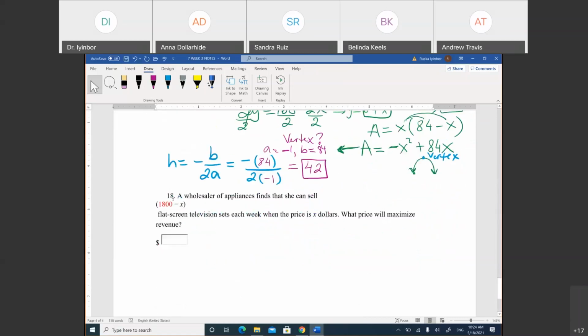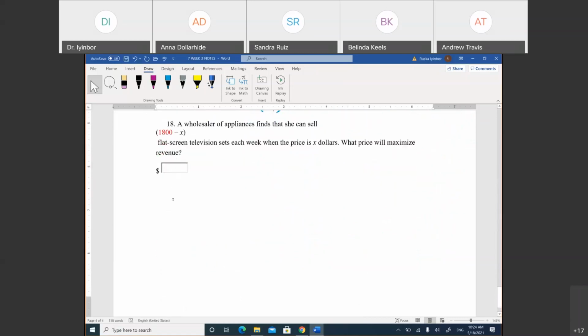So let's go ahead and do the last one, which is number 18. We have a wholesaler of appliances who finds that she can sell 1,800 minus X flat screen TV sets each week when the price is X dollars. What price would maximize the revenue?